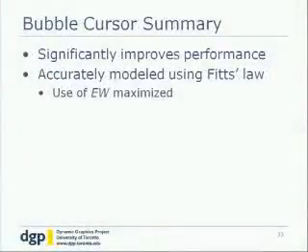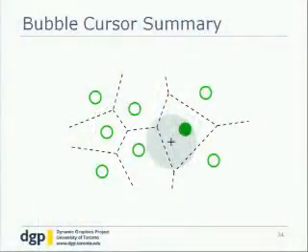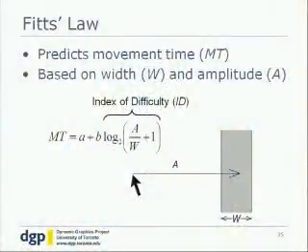So to summarize what we did with the bubble cursor, we found a technique that significantly improves performance, and we were able to accurately model it using Fitts law. Now, as we've already talked about, there's a slight limitation in the modeling, and that is the Voronoi regions are going to be arbitrarily shaped. In the 2D experiment we did, they were square shaped. As I mentioned, the reason we did this was because Fitts law was just a one-dimensional law. It only takes into account the width of the target. So there was really no way to model these arbitrarily shaped Voronoi regions.